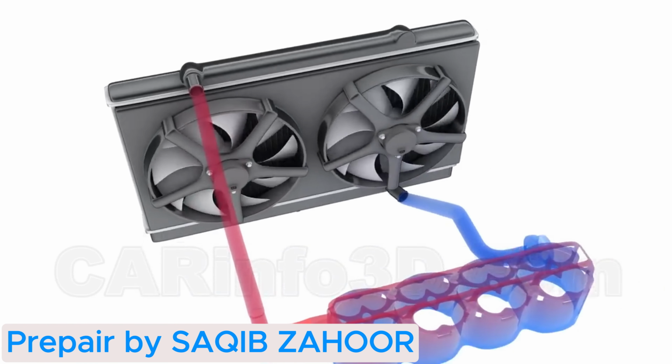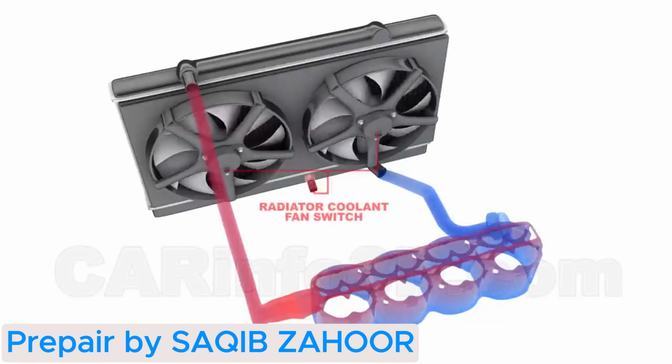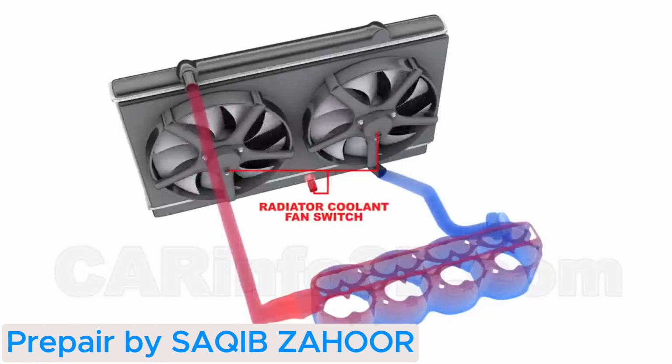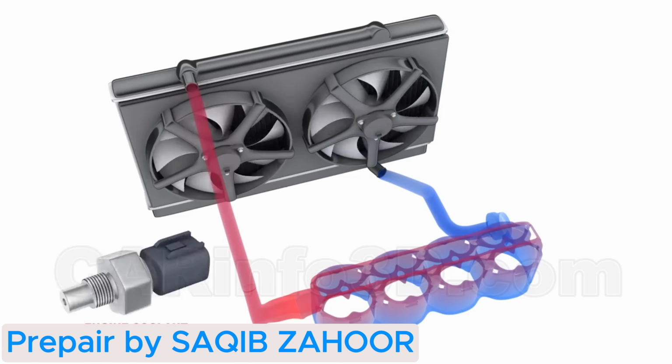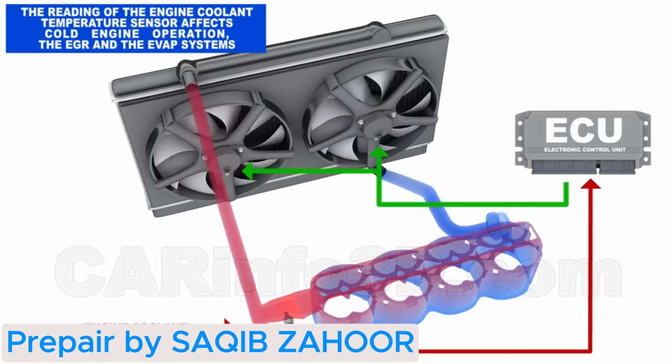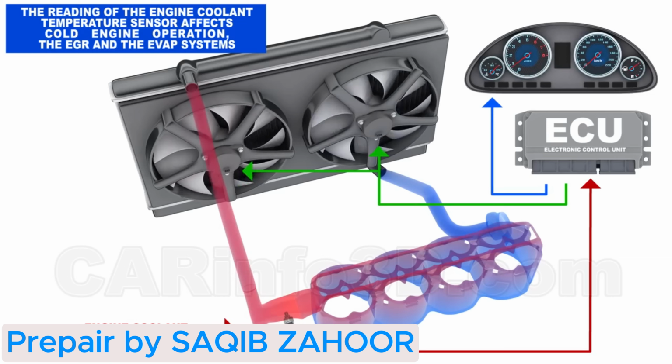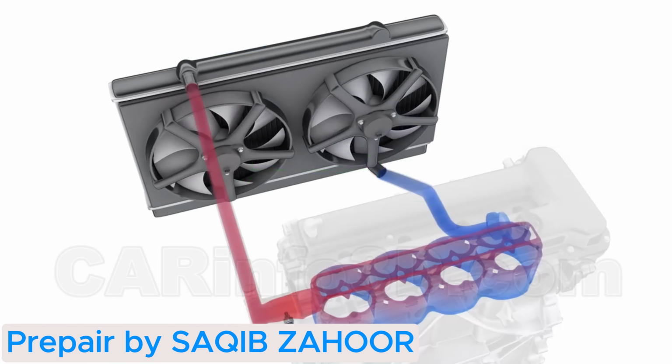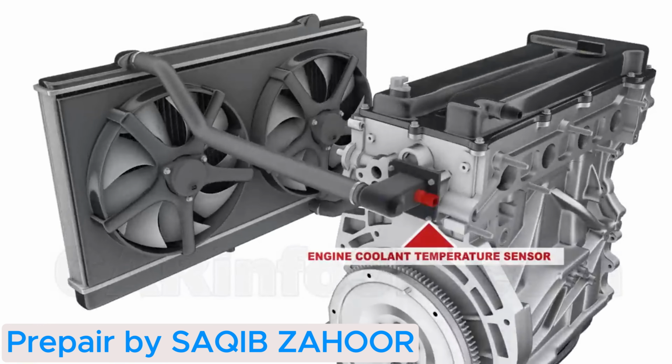When a specific temperature is surpassed, the fan is turned on using the radiator coolant fan switch, or more commonly, the engine coolant temperature sensor. The sensor also displays the current coolant temperature to the driver on the dashboard. Typically, the sensor is positioned near the engine coolant outlet.